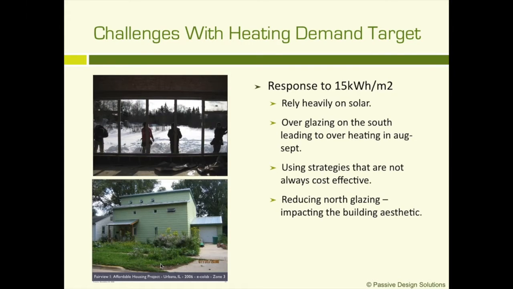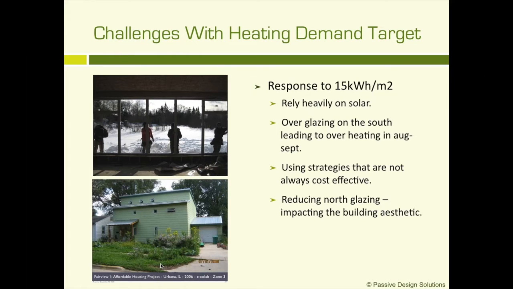So our response to that annual heat demand of 15 kilowatt hours per meter squared, we've tended as designers to really rely heavily on solar gains to reach that target. And what they're really noticing at PHIUS over the last 5-8 years since projects have been built and monitored is this large amount of glazing on the south side is leading to overheating in those shoulder seasons.